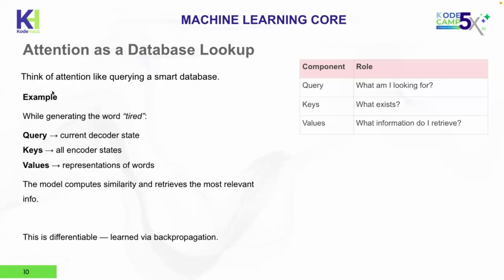So this is how it works. While generating a word, the decoder is trying to generate a word. It is going to have these three vectors that have different meanings. The query is basically saying, what am I currently trying to translate, or decode? In other words, what is the current decoder state? That's why it's called query. What am I looking for?